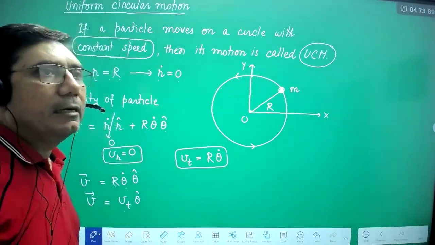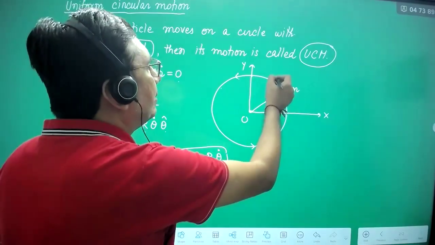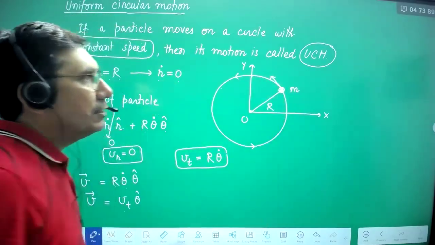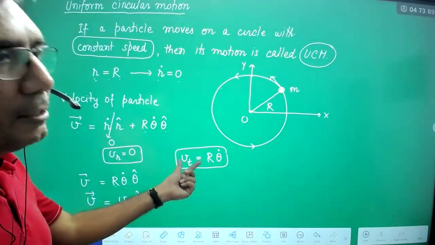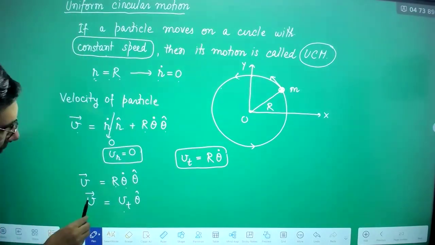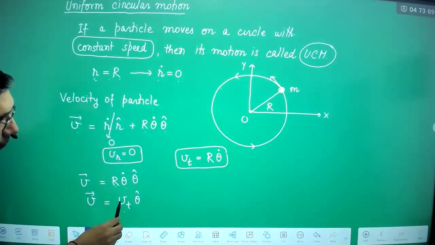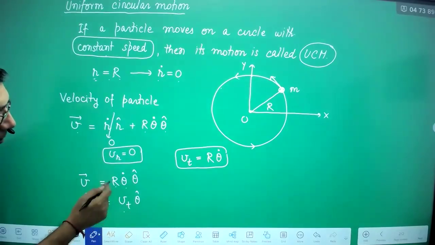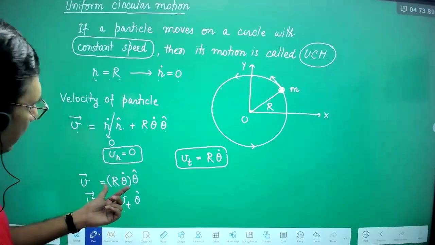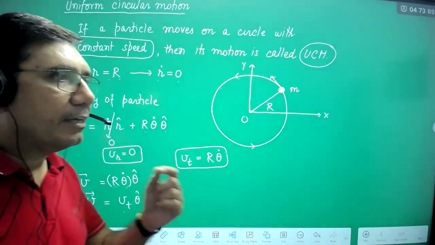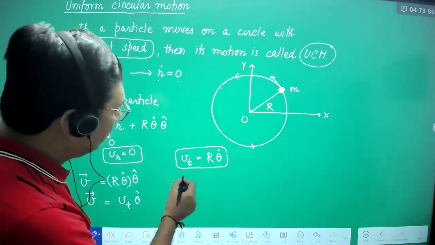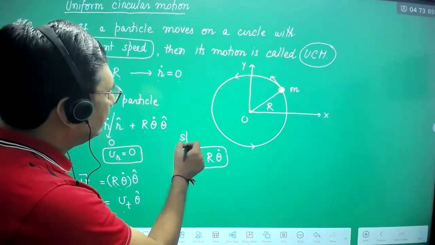What will be the direction? Direction of this tangential velocity is continuously changing. So you cannot say that velocity is constant. Velocity is changing. Speed is constant, but direction is continuously changing. So velocity is equal to Vt theta cap, or r theta dot theta cap. But remember this, this is velocity. It has both magnitude as well as direction. Its magnitude is Vt, or you can say this is the speed.